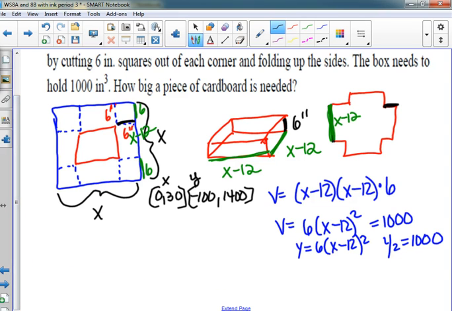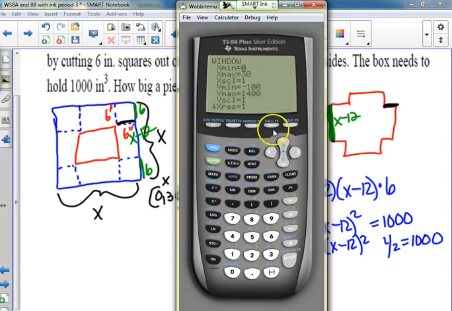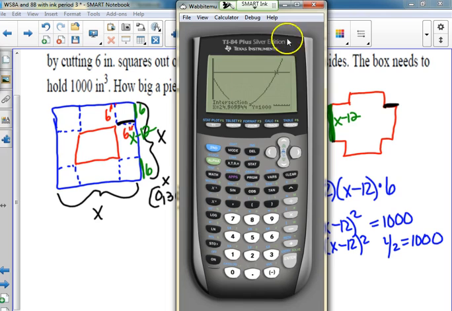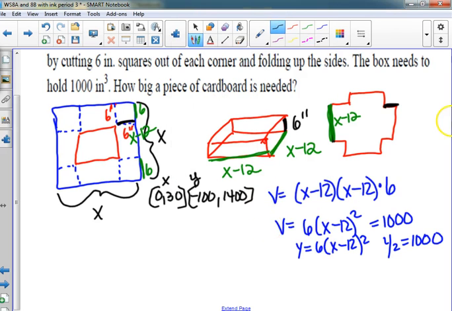So what do I want to find out of this mess? Yes, I want to find what dimension of X made it hit 1,000. So if I find the intersection point, I get 24.91. Anybody getting that? So if the box needs to hold exactly 1,000 cubic inches, X would need to be about 24.91. Remember, X was the size of the cardboard box to start with.